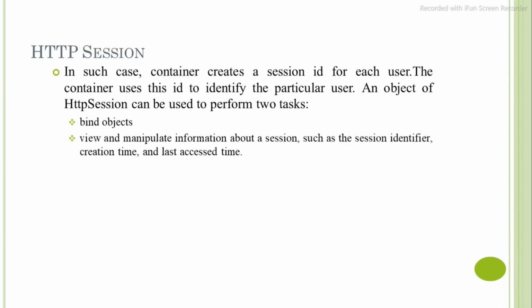HTTP session. In such a case, the container creates a session ID for each user. The container uses this ID to identify the particular user. An object of HttpSession can be used to perform two tasks: bind objects, and view and manipulate information about the session, such as the session identifier, creation time, and last access time.